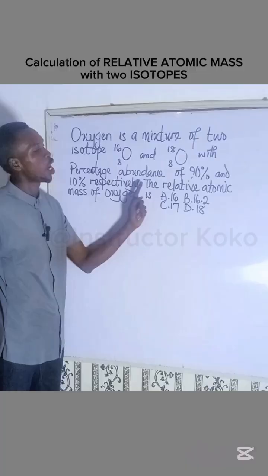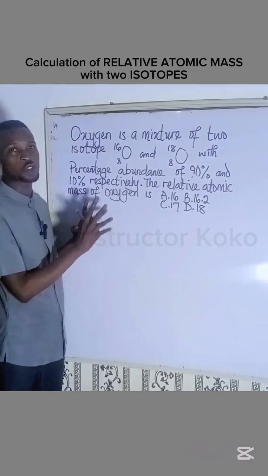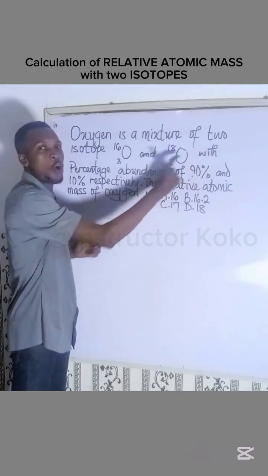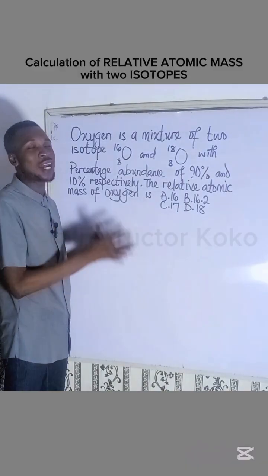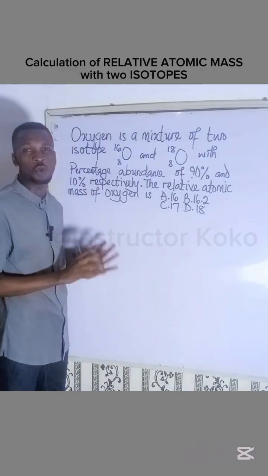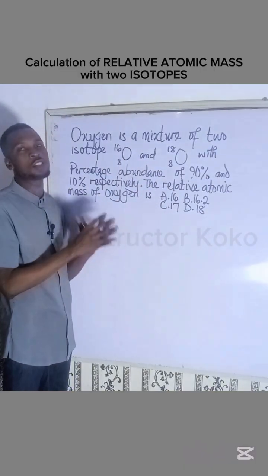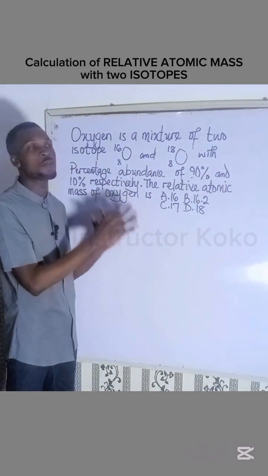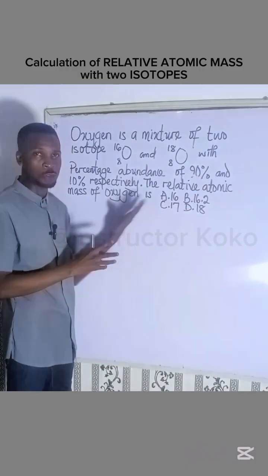So what's the question? Calculate the relative atomic mass of oxygen. All right, so we are asked to calculate the relative atomic mass of these isotopes of oxygen. Of course, what is relative atomic mass? The relative atomic mass of an atom of an element is defined as the average mass of the atoms when it is being compared to 1/12 of the mass of carbon 12.